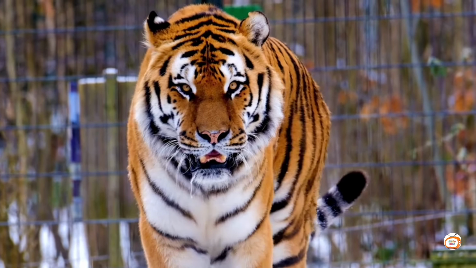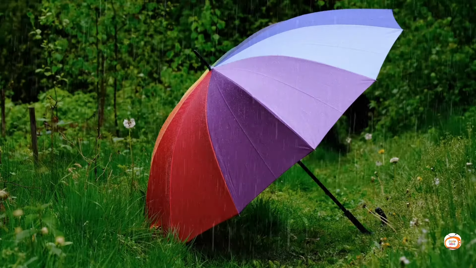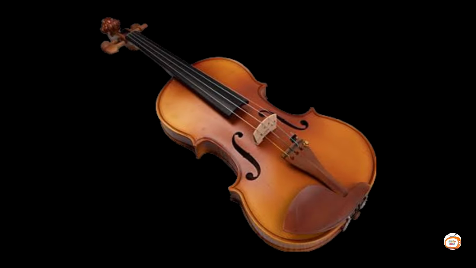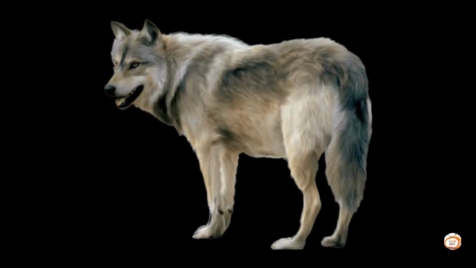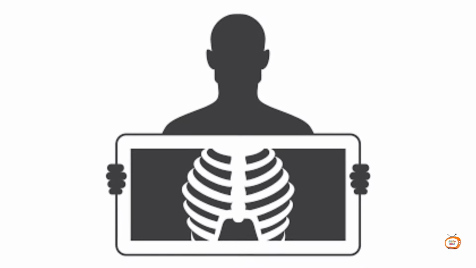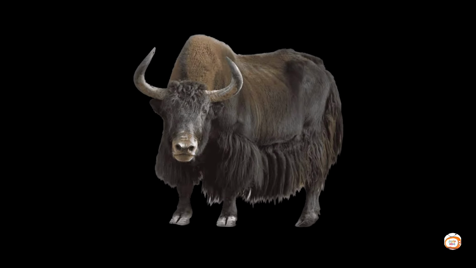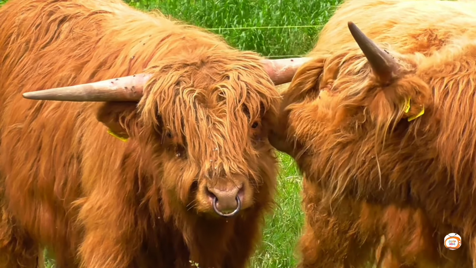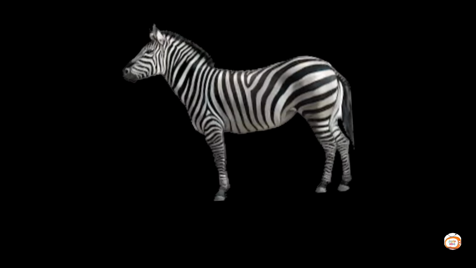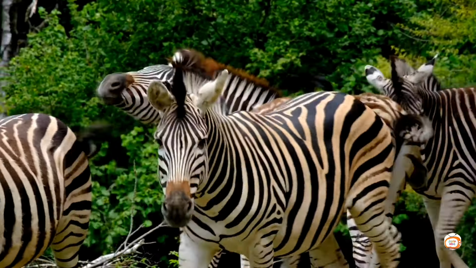T is for tiger, tiger, T, tiger. U is for umbrella, U, umbrella. V is for violin, violin. W is for ball, ball. X is for extra, extra. Y is for York, York. Z is for zebra, zebra.